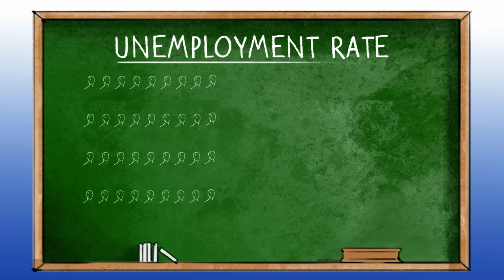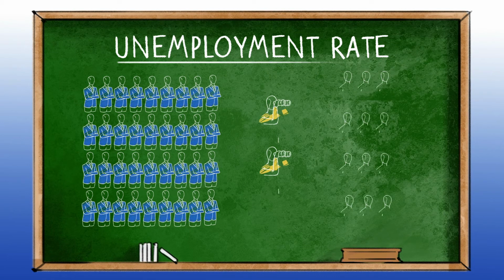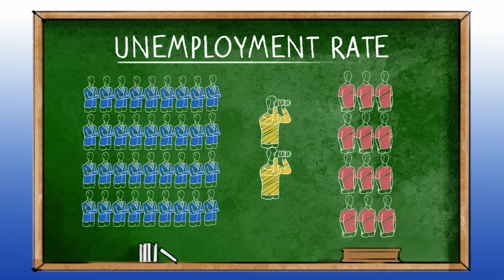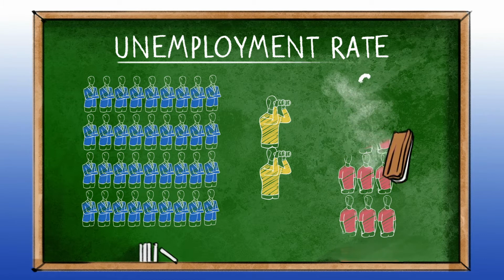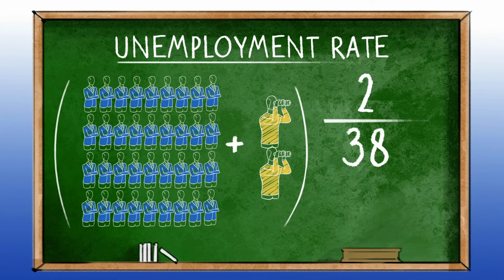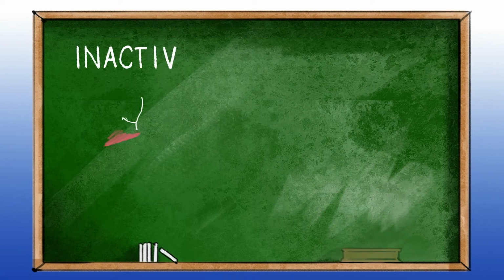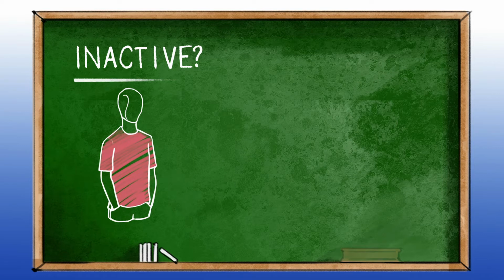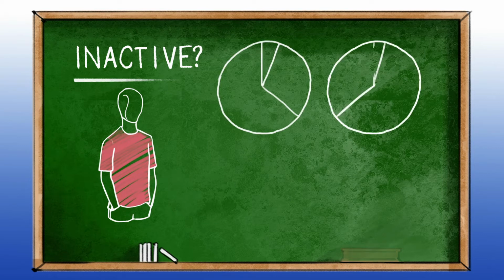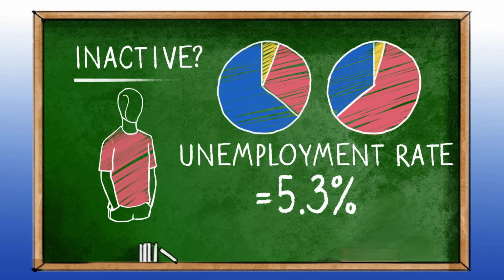The unemployment rate indicates the percentage of all those who are willing to work who do not have a job. In other words, it's a division of the unemployed by the sum of the employed and unemployed. In this calculation, the inactive are completely out of the picture. Two countries may have the same unemployment rate, but still a totally different number of inactive people.